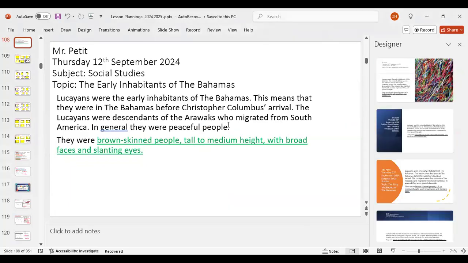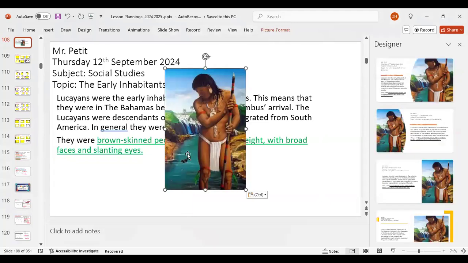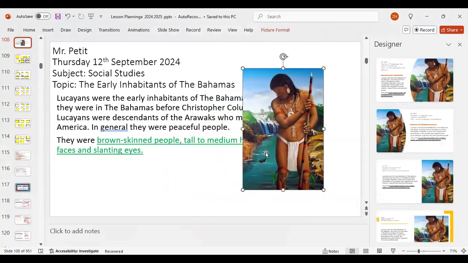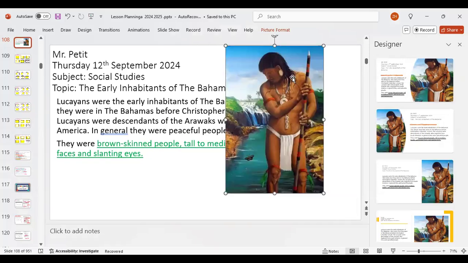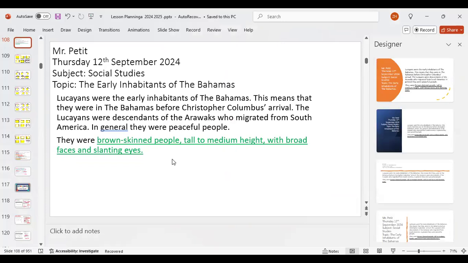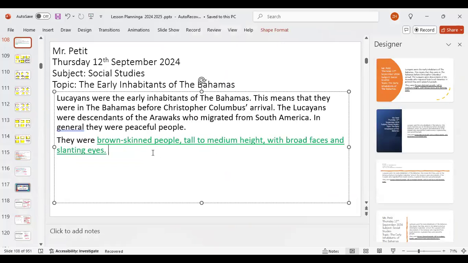All right, so let me give you another description, another picture. So this is a good image, so you can see. If we look at this person, not much clothes, right? Earring, big earring, right? Little clothing, right? So let's continue. Broad faces, slanting eyes, tall to medium height.